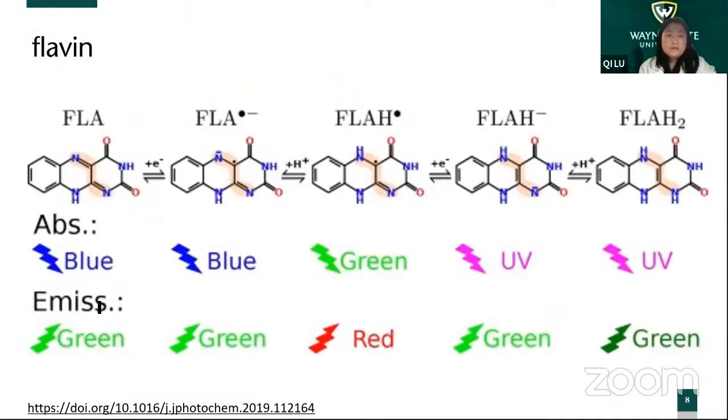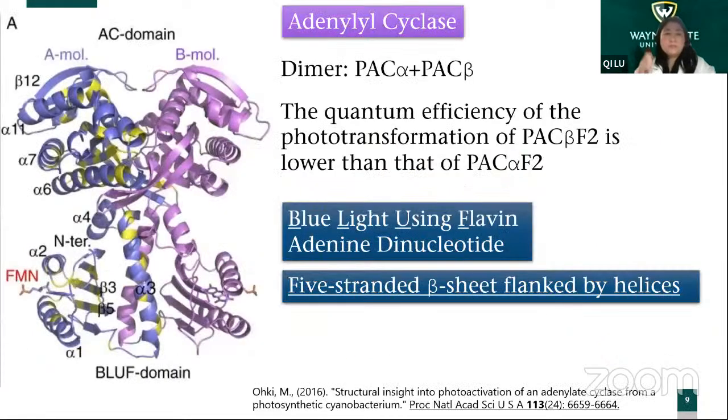The flavin has different forms. Actually it's the same structure, but depending on the location of the electron or the proton that comes to here, it senses different wavelengths and emits different light wavelengths.